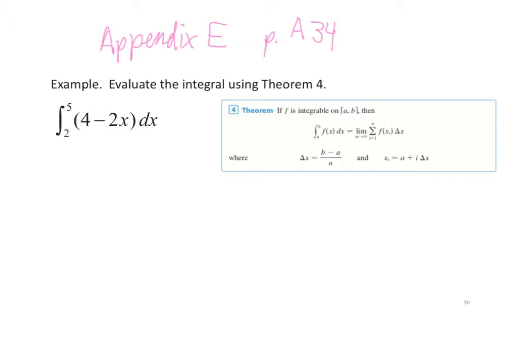Okay, so what does this Theorem 4 say? If f is integrable on [a, b], then the integral from a to b of f(x) dx is the limit, as n approaches infinity, of the sum from i equals 1 to n of f(xi) delta x. Remember that this sum is an approximation, by sums of areas of rectangles, of the area under a curve. And this limit as n approaches infinity just means that we're letting the number of rectangles go to infinity.